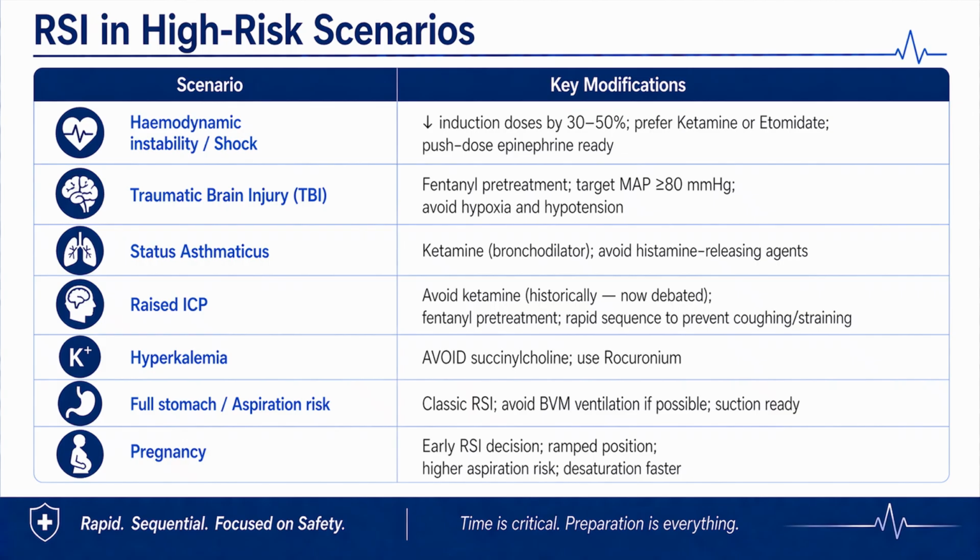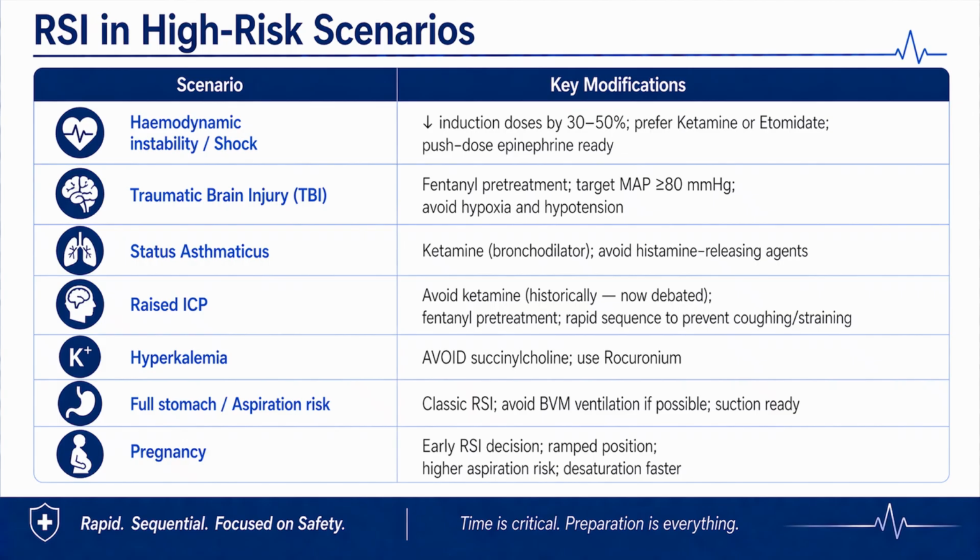In cases of traumatic brain injury, you better give fentanyl pre-treatment, and target a MAP of greater than 80 to maintain the cerebral perfusion pressure. In cases of status asthmaticus or COPD, you go for ketamine as an induction agent, because ketamine has a certain amount of bronchodilator activity. In cases of raised ICP, you have to avoid ketamine because ketamine increases ICP. It is debated, but better you avoid ketamine and go for other agents.